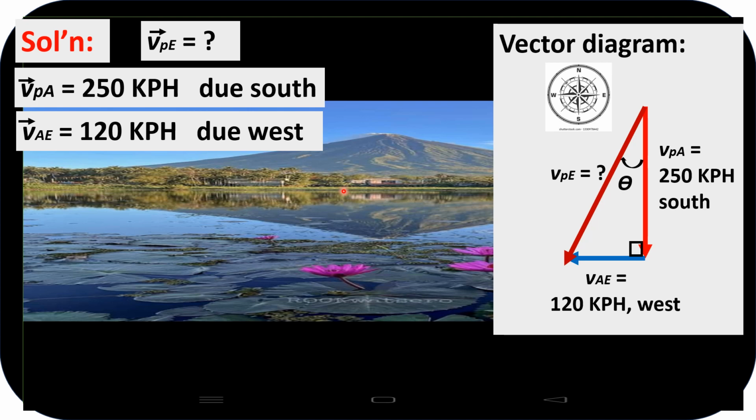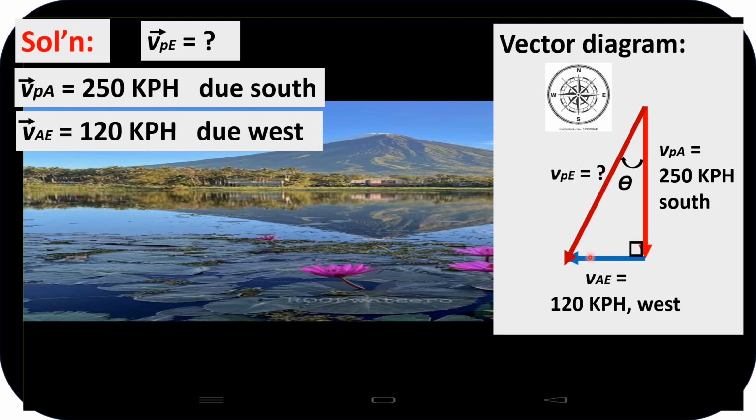Applying the rule in adding vectors, they are connected head to tail. In other words, the second vector is connected from the head of the first vector. And the resultant vector, represented here by the brown vector arrow, is connected from the tail of the first vector to the head of the second vector.